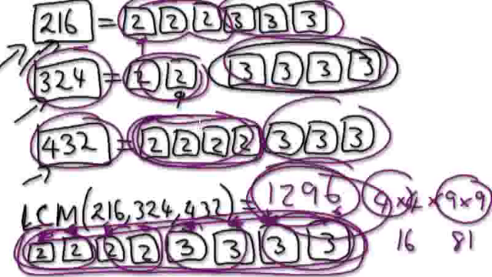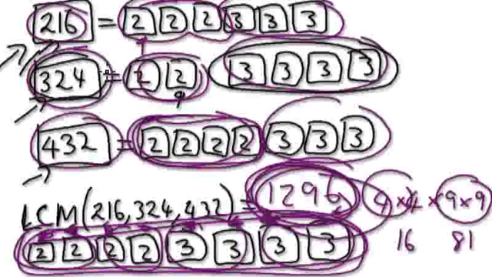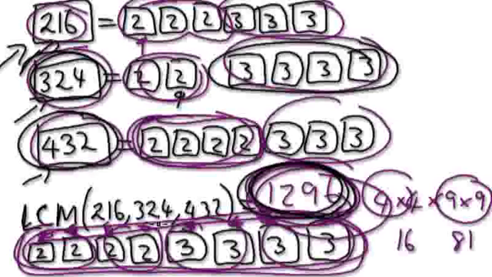Now, if you get 1296 divided by this number here, it will give you a whole number. If you get this number here divided by this number here, it will give you a whole number. If you get this number here, 1296 divided by 432, it will also give you a whole number. So 1296 is the lowest common multiple of all 3 numbers. Okay?